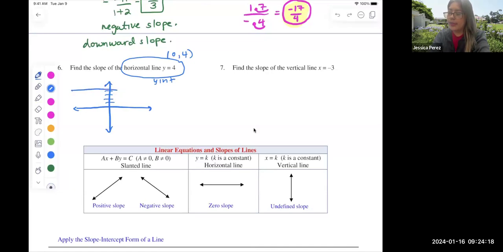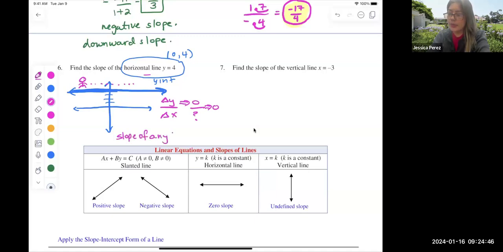Do you have any changes when you have a horizontal line? Assuming that I'm standing right here, as I'm moving along, is there a change in y over a change in x? Well, is there a change in y? No, 0. Is there a change in x? I don't know what that is. So technically, the slope of any horizontal line is equal to 0. The slope is 0.